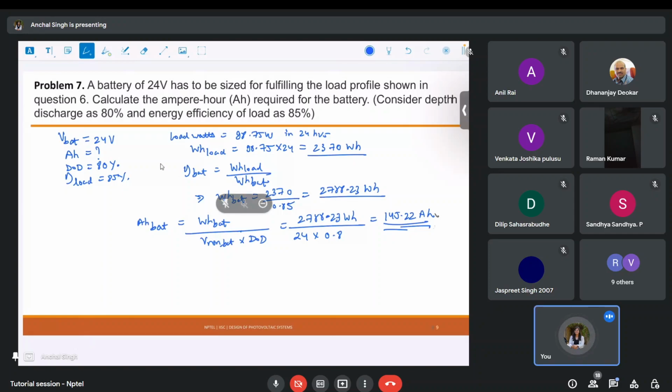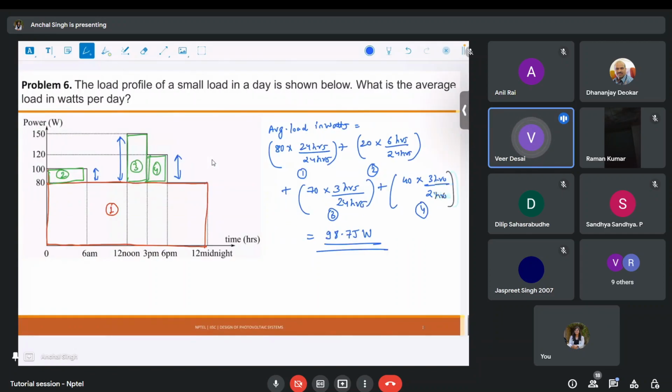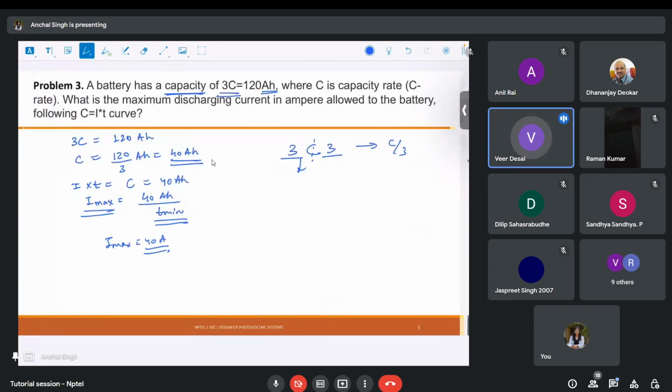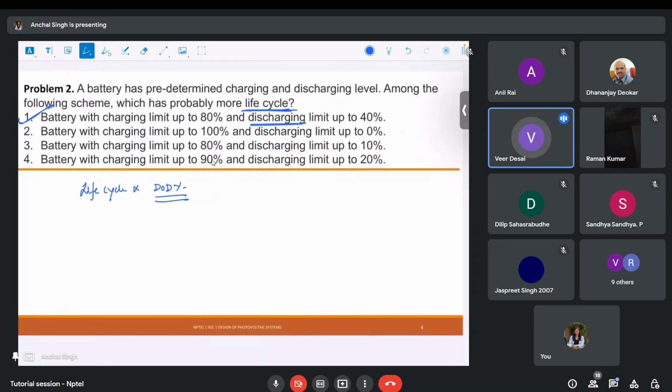Anybody has any other doubts? Ma'am, DOD and life of a battery both are inversely proportional, right? So if you discharge the battery to a higher depth, the life will reduce. But ma'am, in the lectures of sir, we have seen that the DOD and life of a cycle are inversely proportional, and here in question number 2 you have written directly proportional.